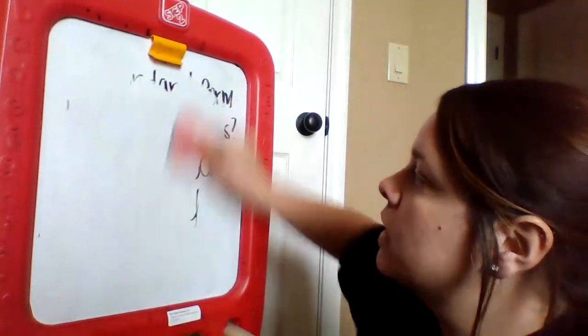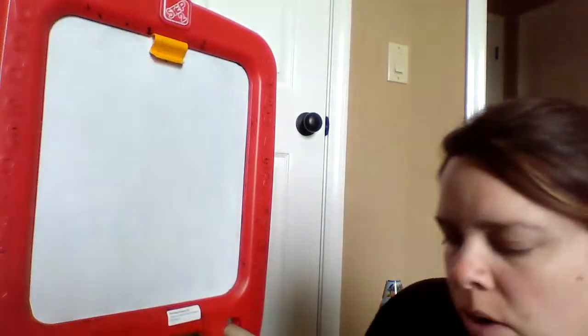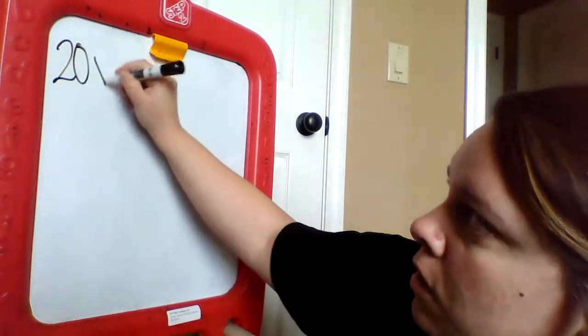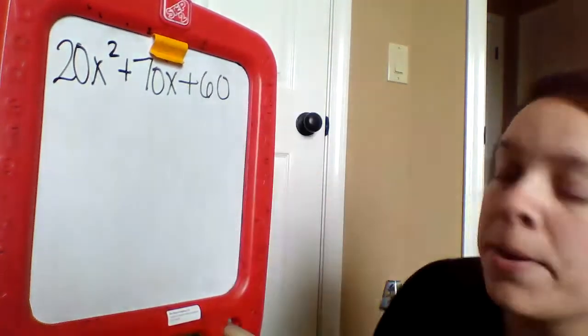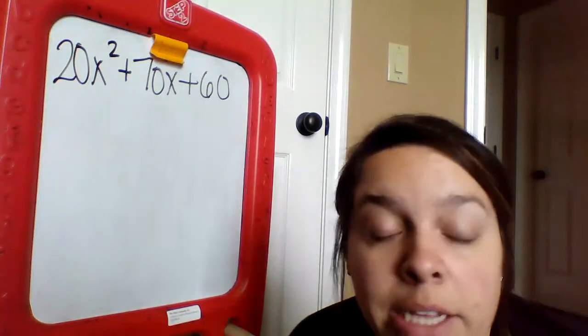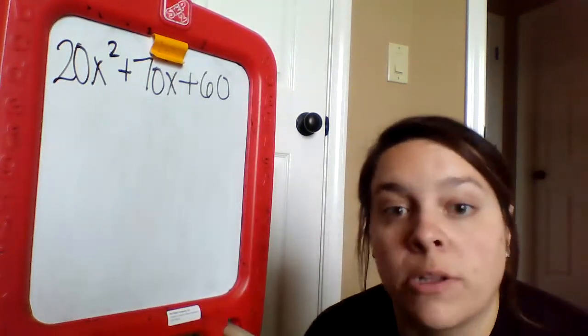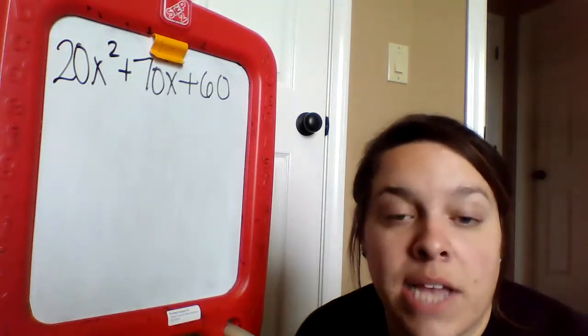So let me erase this. And let's start off with a pretty obvious one. Nothing too crazy. So right now, that looks completely insane. Who wants to multiply 20 times 60 and find a number that multiplies to 1200 but adds to 70? Not this lady, because she doesn't have time for that.